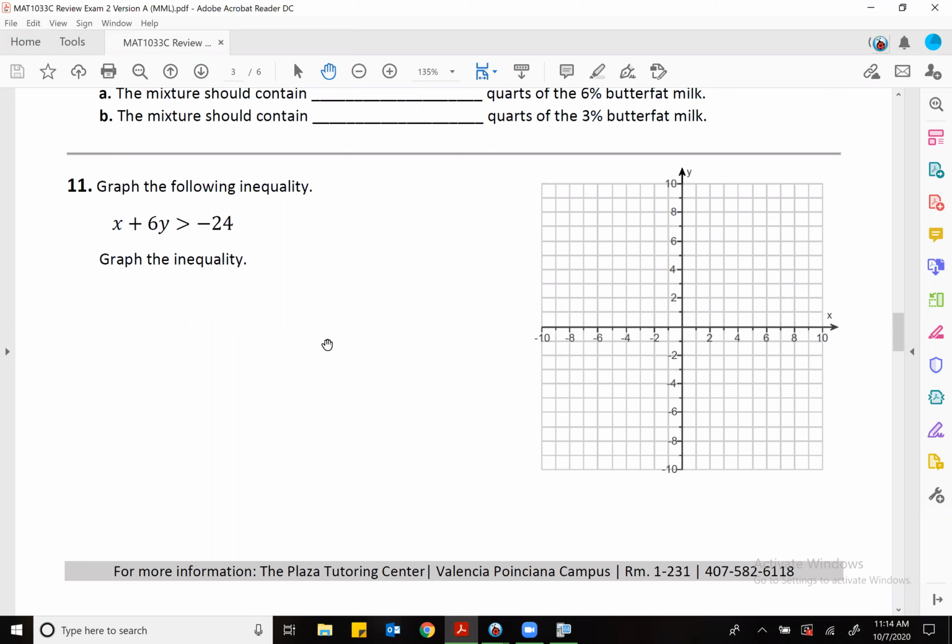1, 2, 3, 4, 5, 6. 1, 2, 3, 4, 5, 6. 2, 3, 4, 6. 1, 2, 3, 4, 5, 6.